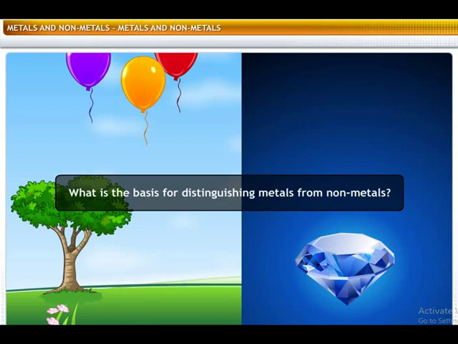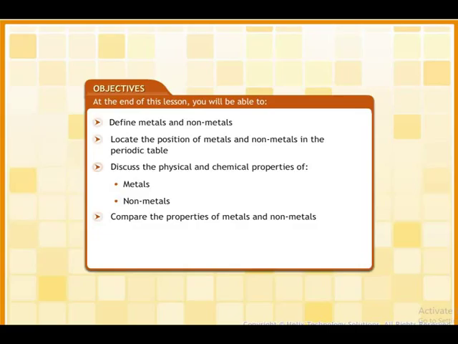What is the basis for distinguishing metals from non-metals? To understand the scientific basis for this classification, you need to examine the physical and chemical properties of metals and non-metals. In this lesson, you will learn about the properties of metals and non-metals. You will also learn how they form compounds and how they can be separated.